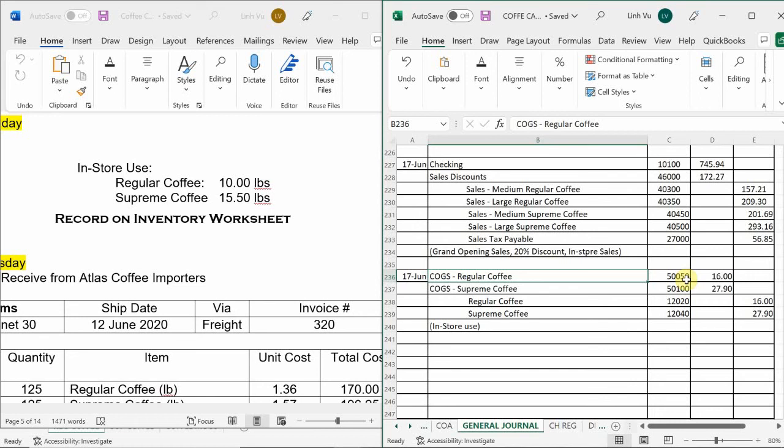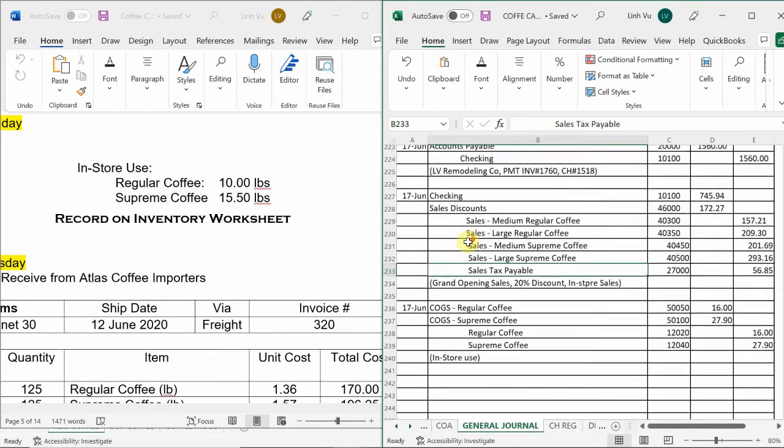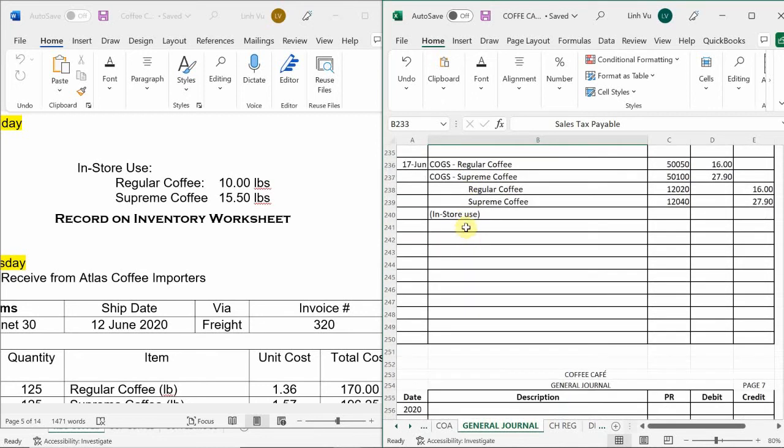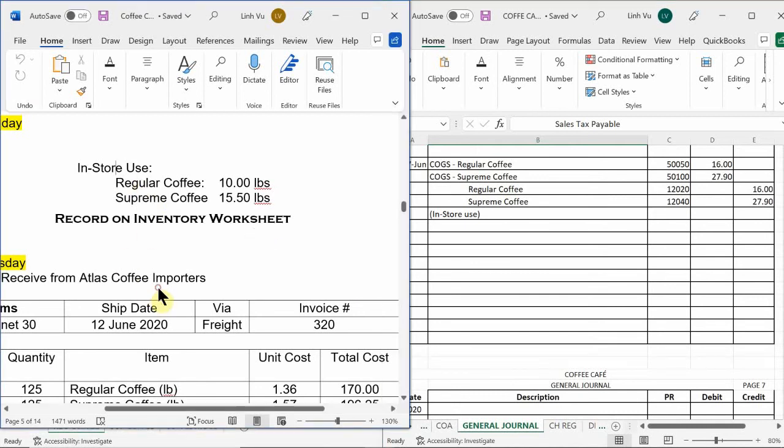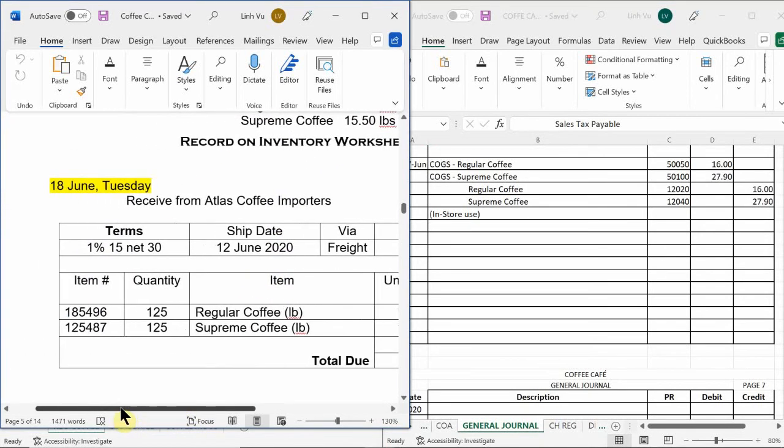All right, so welcome back. Now we just took a look at doing sales and updating our perpetual inventory for the first time in our section here. So we finished the day. We did our deposit. We updated our inventory worksheet. So now let's see what is next. So now it's officially the next day.